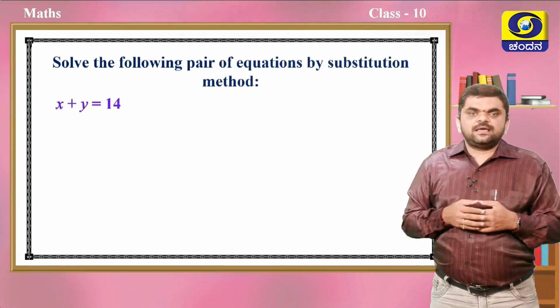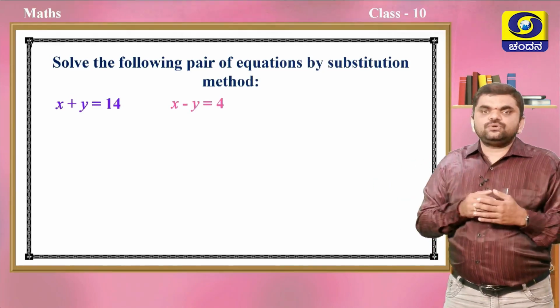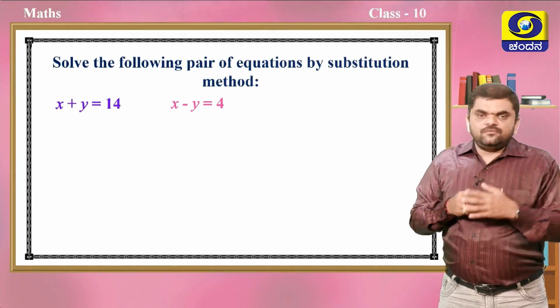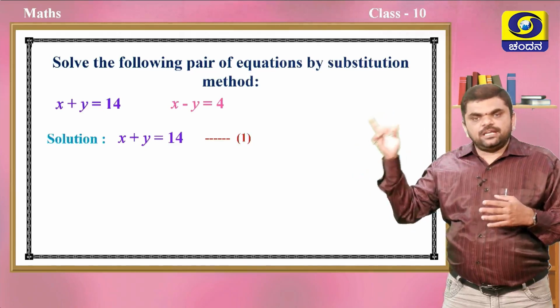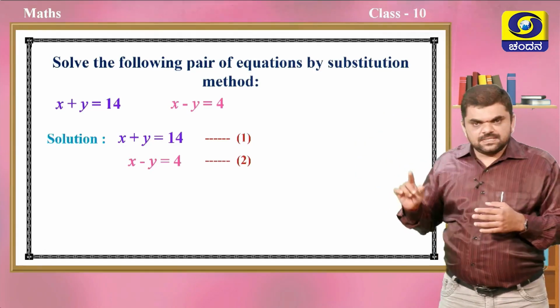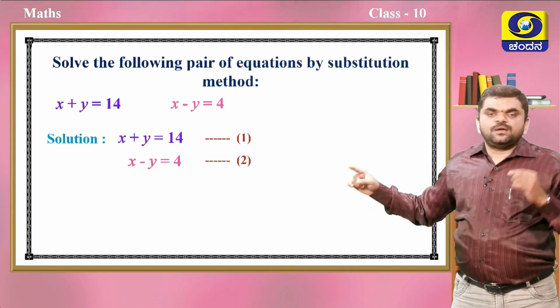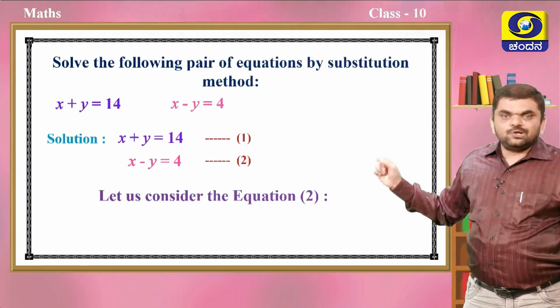Equations are like this: x plus y is equal to 14, x minus y is equal to 4. Now we have to substitute the value of either x or y in the equations. Now x plus y is equal to 14, let us keep this as equation number 1, and x minus y is equal to 4, let us keep this as equation number 2.